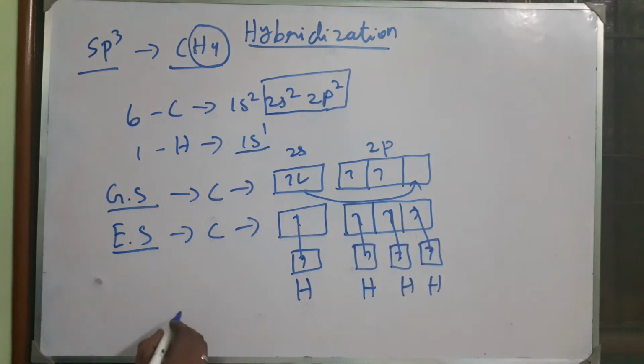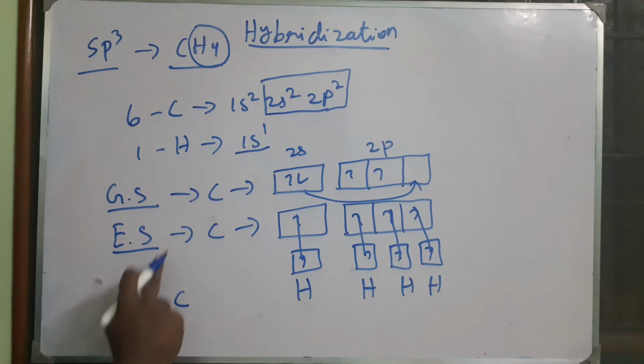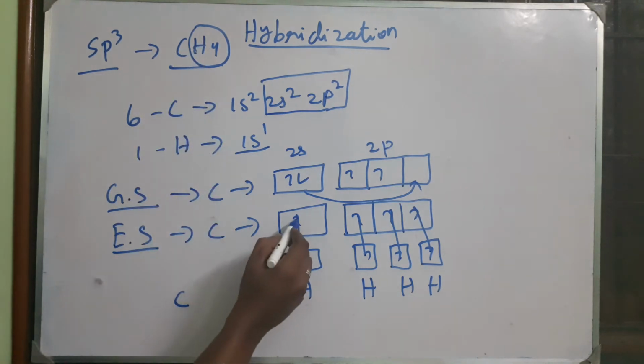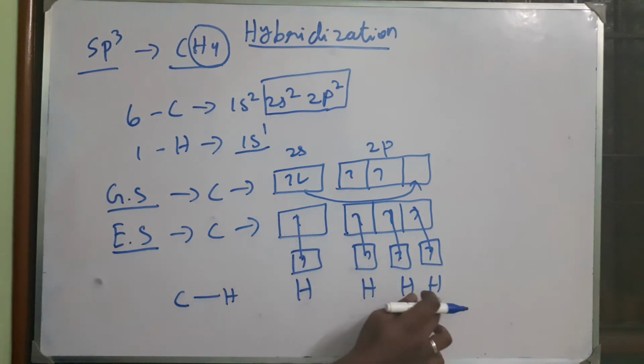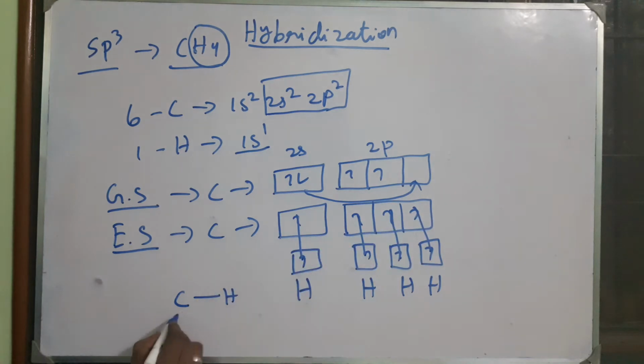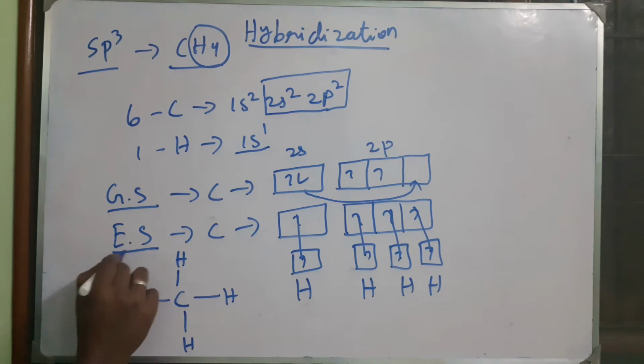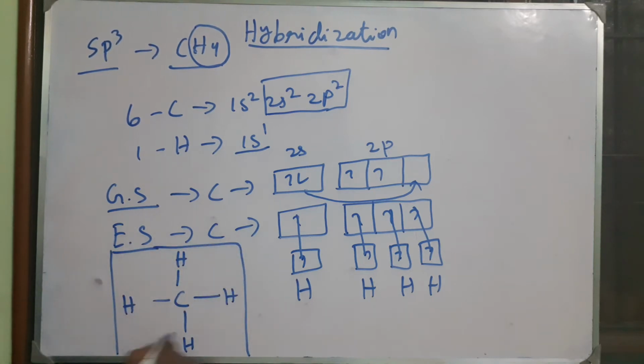Around the carbon, 4 hydrogens are there. 1 hydrogen is bonded with the s orbital, and the remaining 3 hydrogens are bonded with p orbitals. So this is called sp3 hybridization. The electrons are shared from which orbitals, that is called the hybridization. Like that we have to explain it for all the compounds.